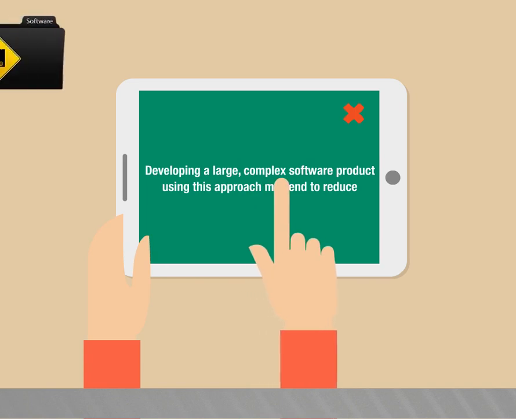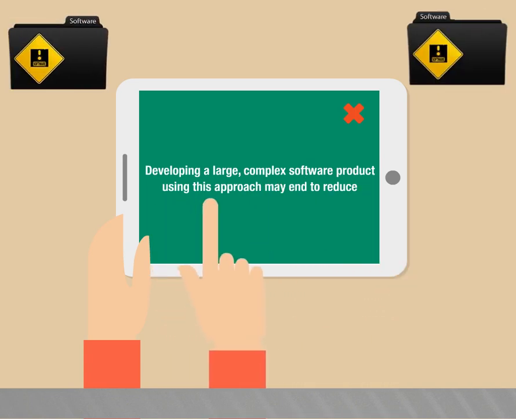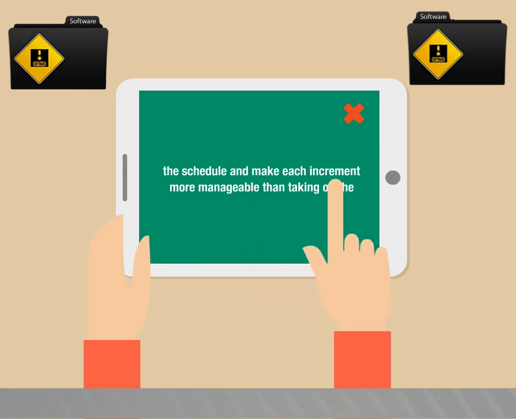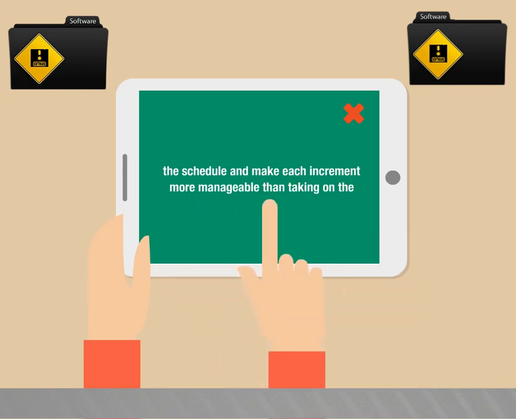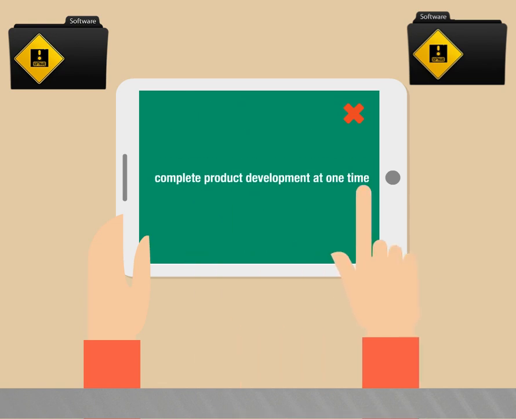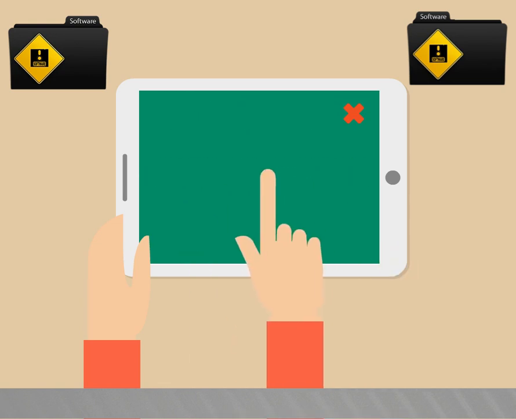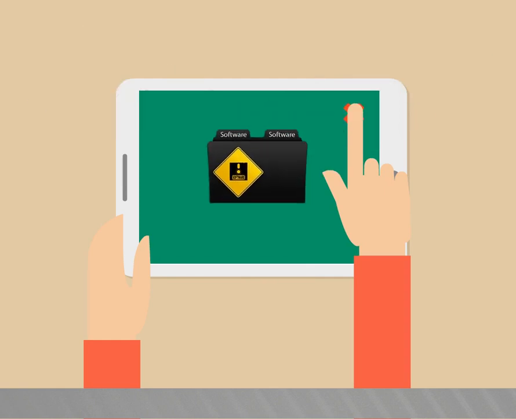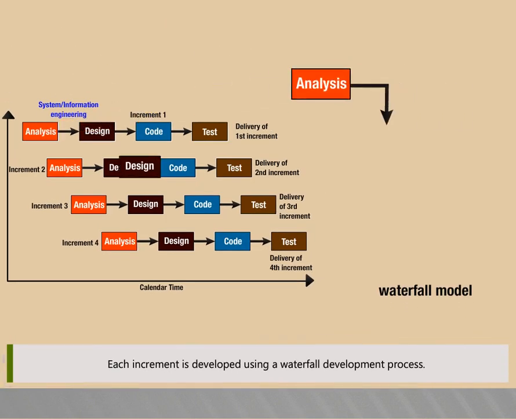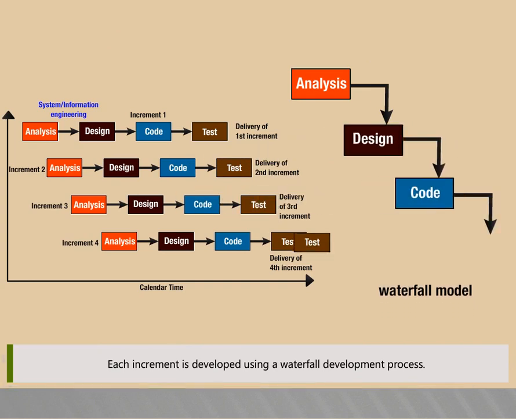Developing a large, complex software product using this approach may aim to reduce the schedule and make each increment more manageable than taking on the complete product development at one time. Each increment is developed using a waterfall development process.